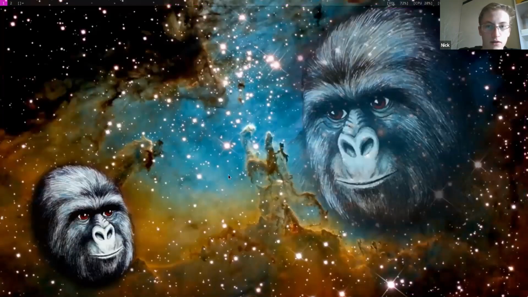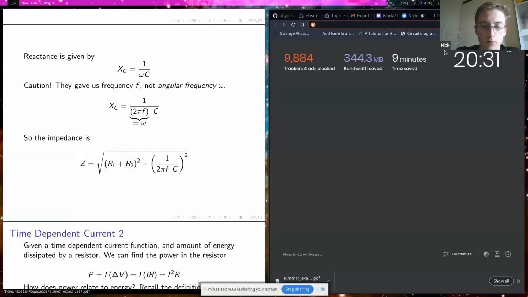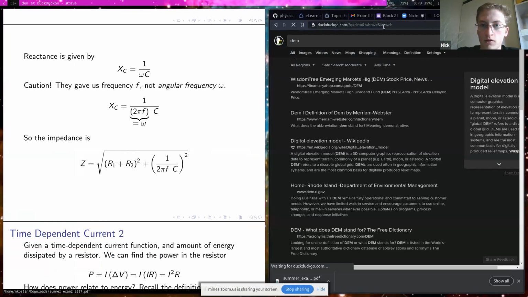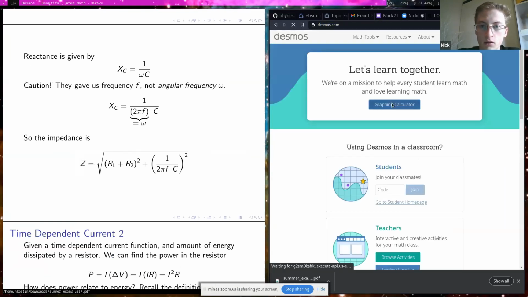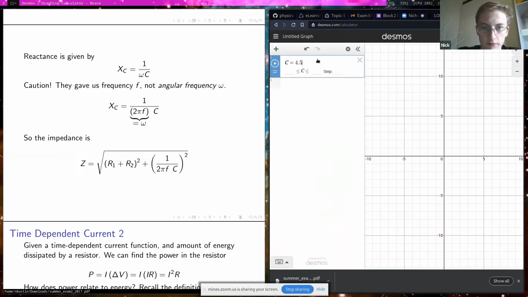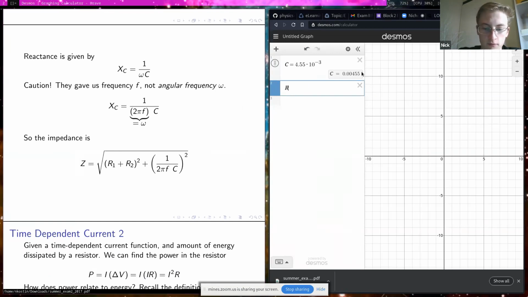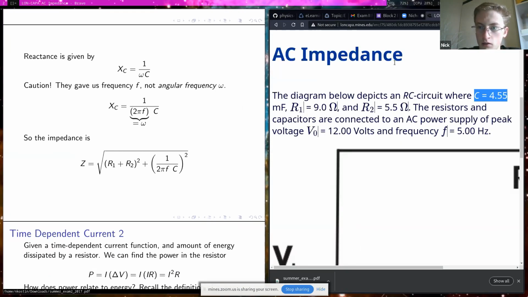And if I put that over there and zoom out, let's see if I can plug things in and make it work. Desmos, desmos.com. And let's see, C is equal to 4.55 millifarads. So C is equal to 4.55 times 10 to the negative 3. R1 is equal to 9 and R2 equals 5.5. And a frequency of 5 hertz.